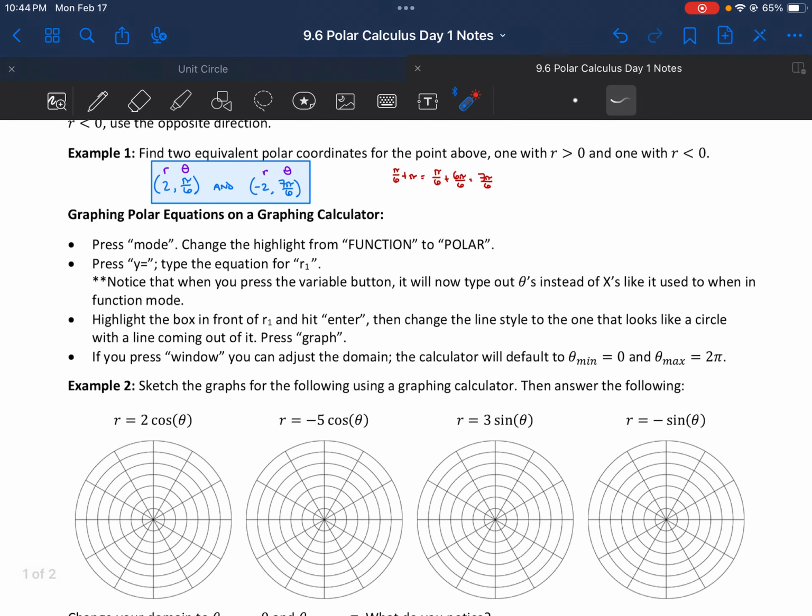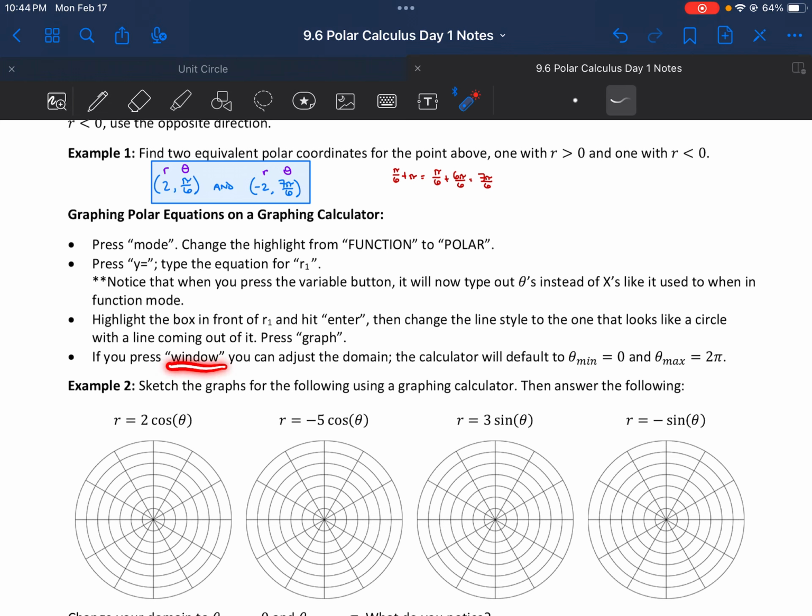Highlight the box in front of R1 and hit enter. Change the line style to the one that looks like a circle with a line coming out of it so that we can graph. You want to change the style to the one that looks like a circle with a line coming out of it so that you can see it trace the graph when you hit graph.